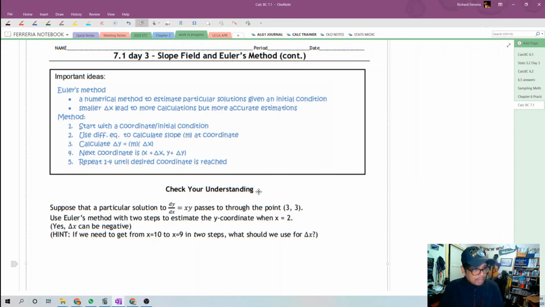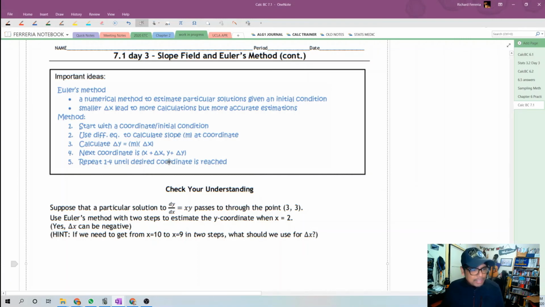So here's the method. I've tried to break this down into 5 steps here. Firstly, you're going to start with the initial condition. Number 2, you're going to use the differential equation to calculate the slope at that coordinate or initial condition, depending on where you are in the routine. Third step, you're going to calculate delta y, which is m multiplied by delta x. And lastly, you're going to find the next coordinate, which is always x plus delta x and y plus delta y. And you're going to keep repeating this until your desired coordinate has been reached.